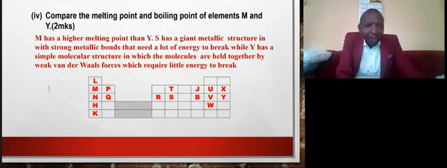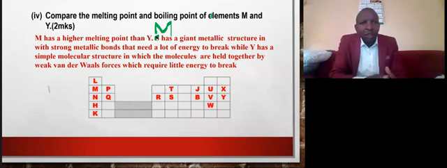This one should be M, not Y. This one is element M. So M has a giant metallic structure, things like that. I think it's correct. Have you done the screenshot?